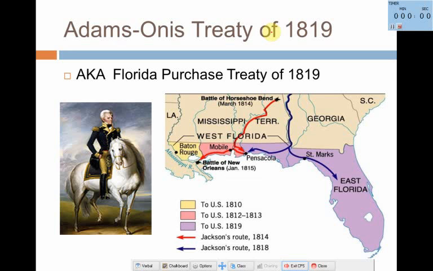Spain. We bought it from Spain. So we felt really good about that. So the Florida Purchase Treaty is when we bought Florida from Spain.